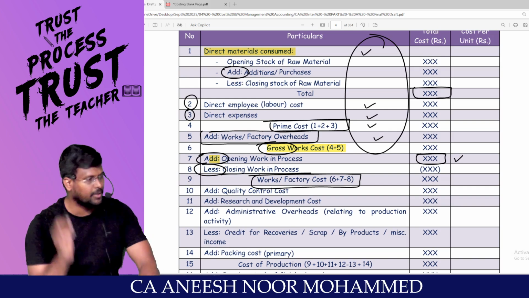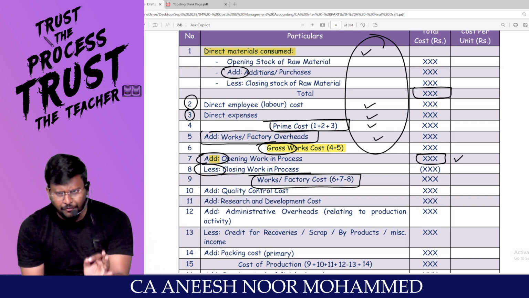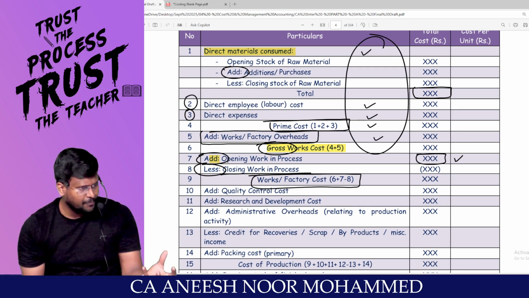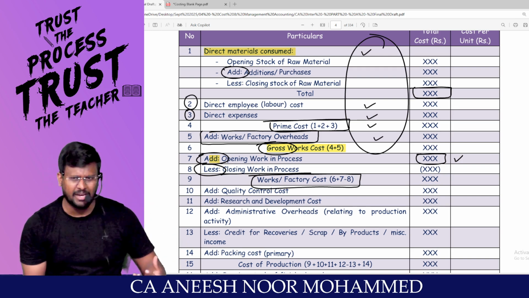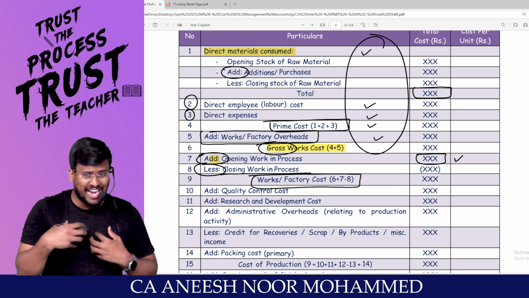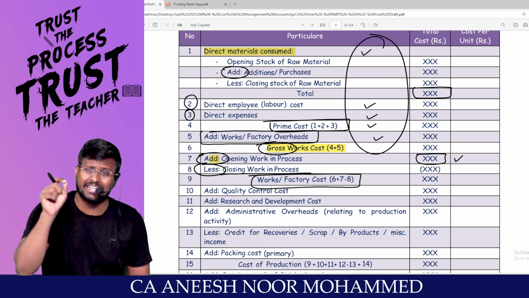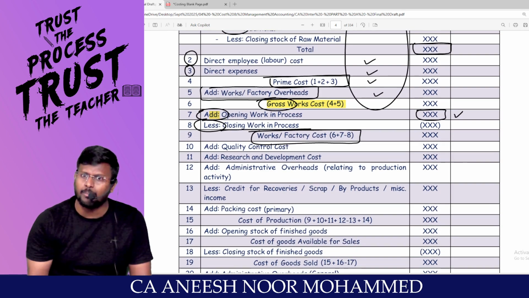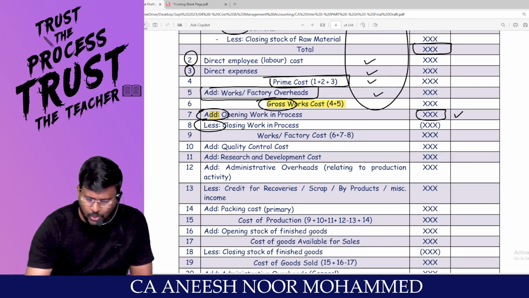Are you all really with me? Now this net factory cost or works cost or the factory cost means, my dear lovable students, cost I have incurred for the completed product. Cost I have incurred for the completed product. Now the finished goods have come out.